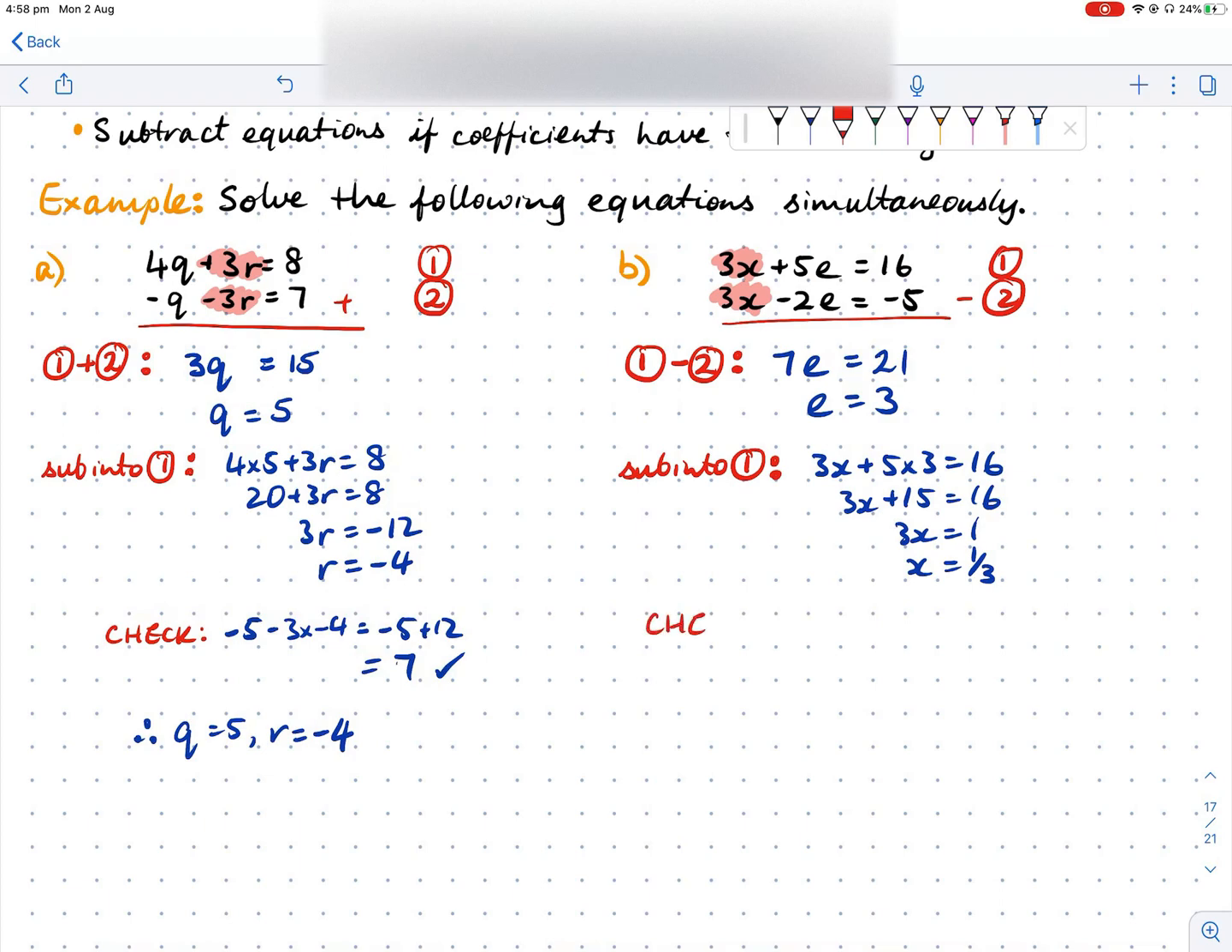What we can then do is check it. With our check, we're going to substitute into equation 2. So we've got 3 times 1/3 minus 2 times 3. That's 1 minus 6, which is negative 5. So you can see that that's going to be correct. So therefore e equals 3 and x equals 1/3. Again, if you tried to graph this on a number plane, it would be very hard to say definitively that x is equal to 1/3. So the algebraic method allows us to find the solutions with accuracy.